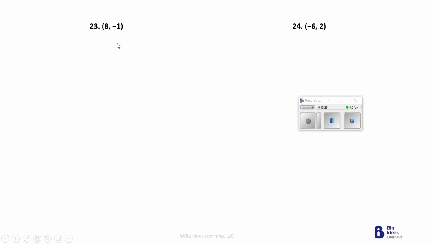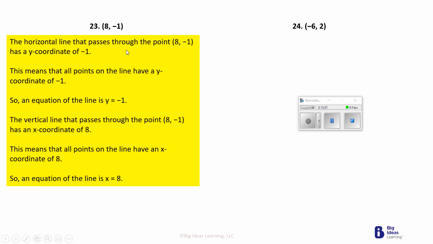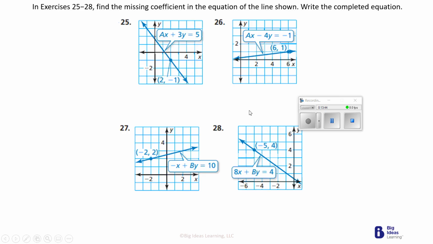Number 23, same thing. The horizontal line that passes through the line is negative 1. So that means we can write y equals negative 1. The vertical line goes through x, which is 8, which means all points go through 8, so the equation is x equals 8. You can do the same thing for 24.